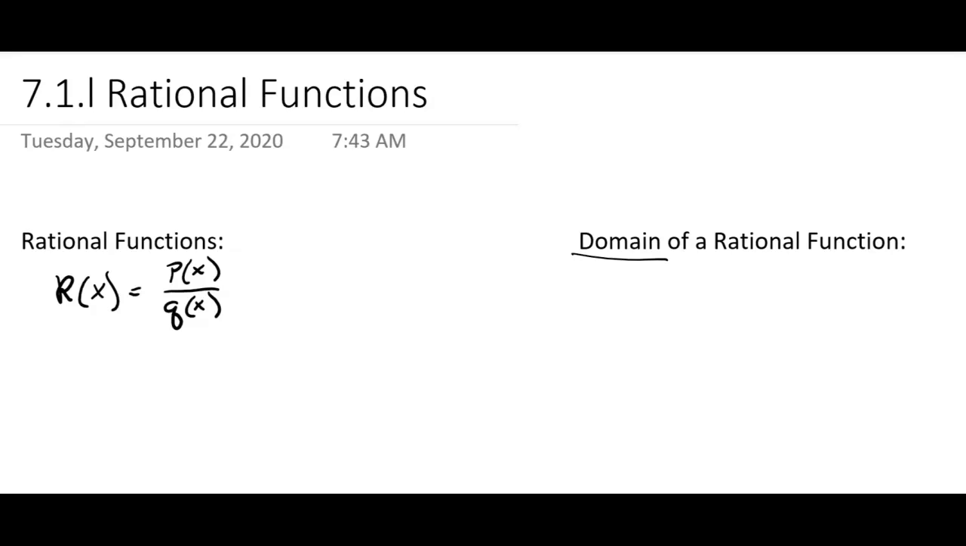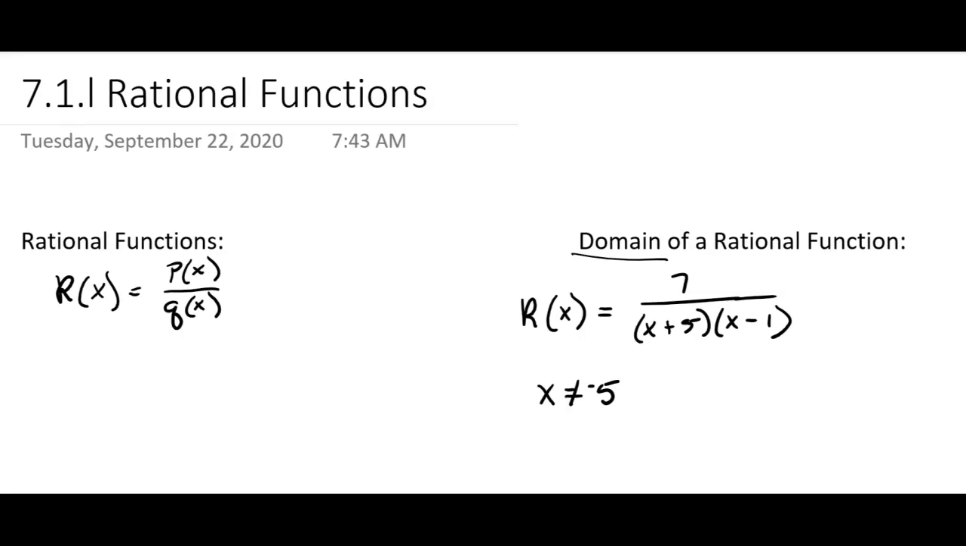So let's say you had a rational function like this, 7 over x plus 5 times x minus 1. Let's say that was your rational expression. Well, then you couldn't have x be negative 5 because that would make a 0 and the whole denominator would be 0 and it wouldn't be defined. So you'd have to exclude it from the domain.